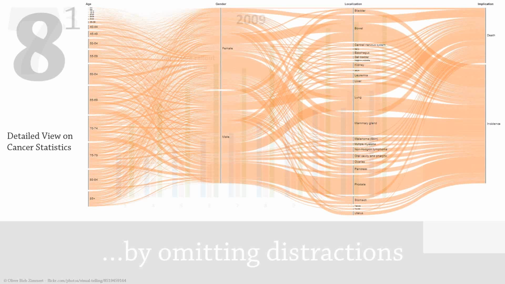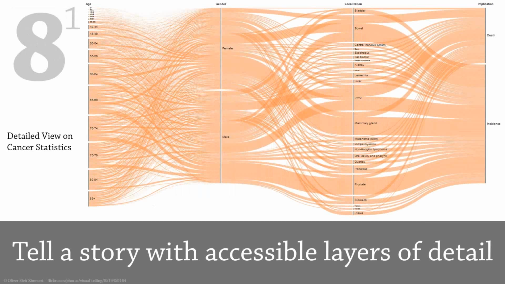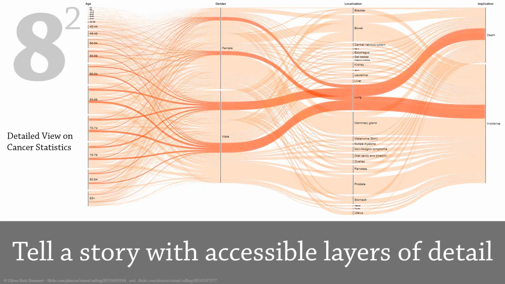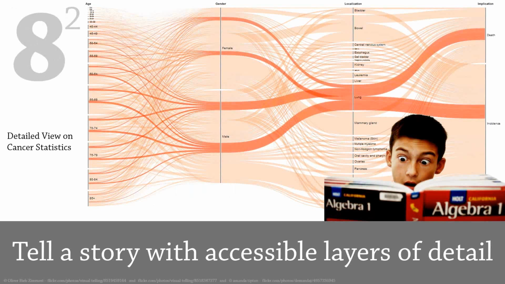And the final example is to show an accessible story with many layers of detail. So once this loads, you'll see that this is a detailed view on cancer statistics for many different types of cancers spread out amongst the axes of age, gender, localization, and implication. So what the designer has done here is to create a system that takes all this data and allows you to track just certain portions of it. So maybe you're interested in a particular type of cancer, maybe lung cancer in this case. If you select that within the system that this designer has created, you can see how lung cancer is broken out amongst genders, ages, and the implication of the lung cancer. That is a story with many layers of detail.